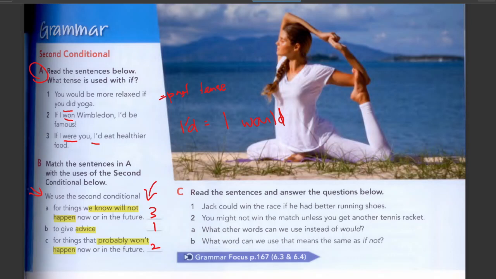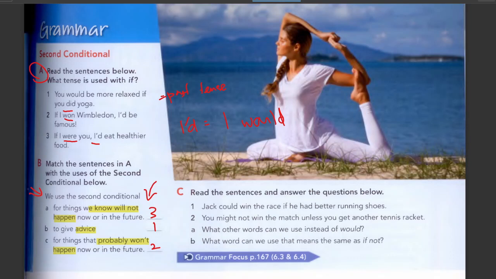Read the sentences and answer the questions below. Number 1, Jack could win the race if he had better running shoes. And number 2, you might not win the match unless you get another tennis racket. Okay, so there are 2 sentences here. And we have 2 questions below.